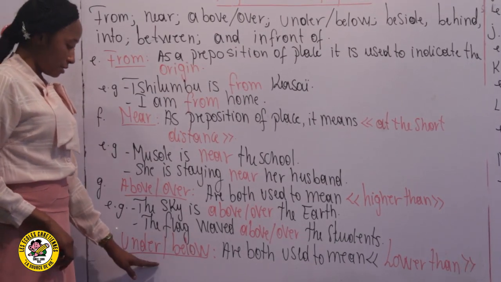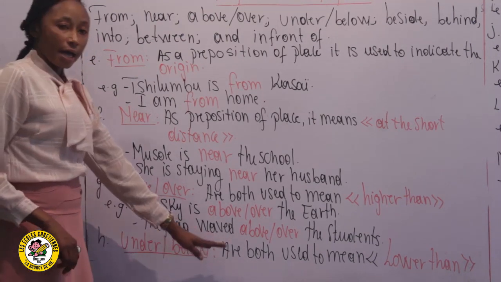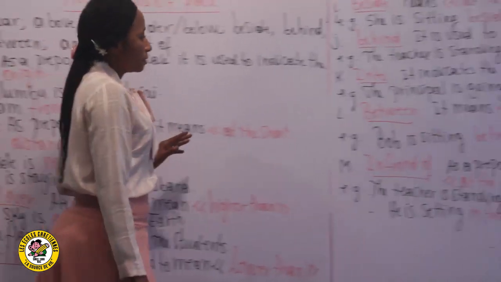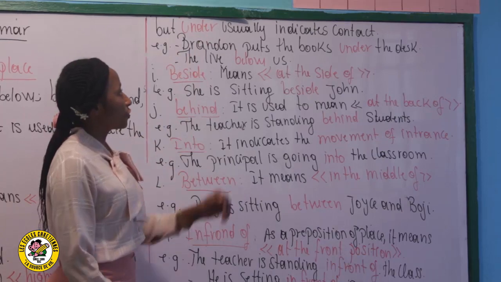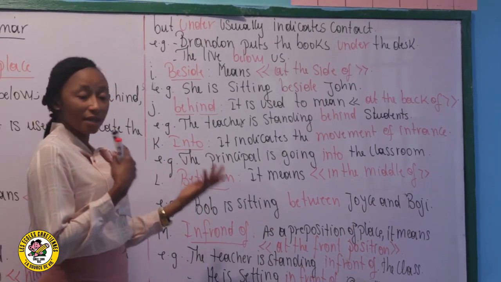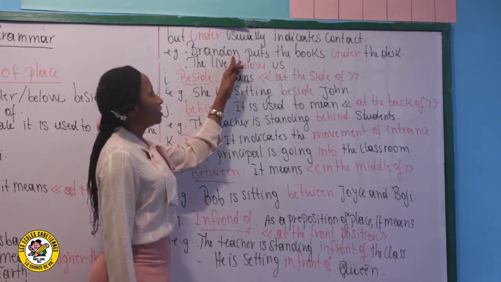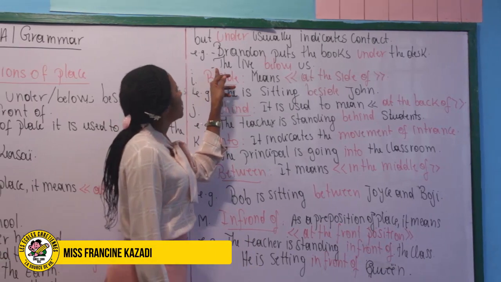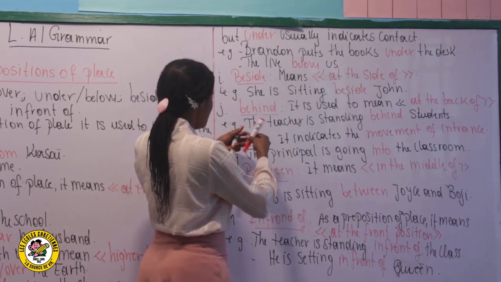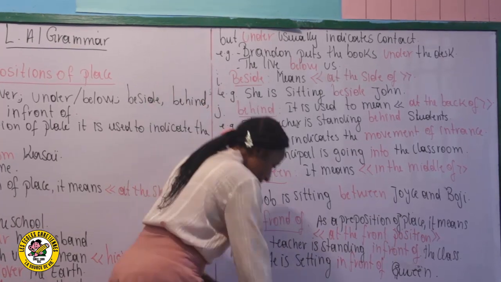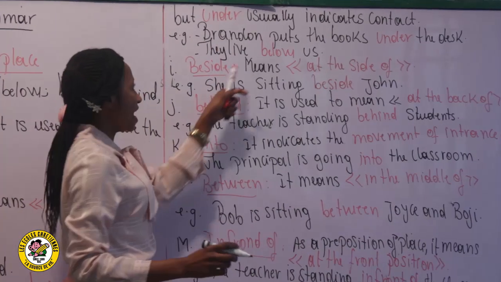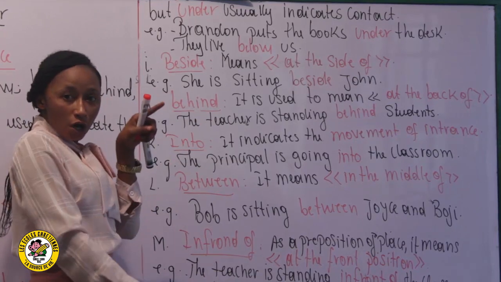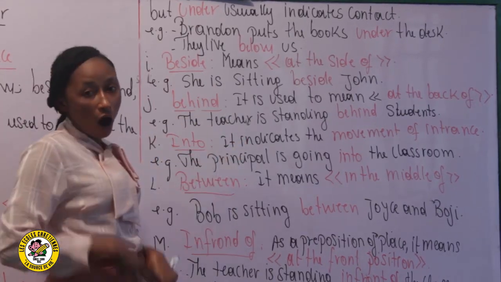Under or below. These two prepositions are both used to mean lower than. But under usually indicates contact. It means in contact with something. Example, brother puts the books under the desk. Example number 2, they live below us. It means you can be upstairs, but other people are living below or under the stairs. So you say, they live below us.